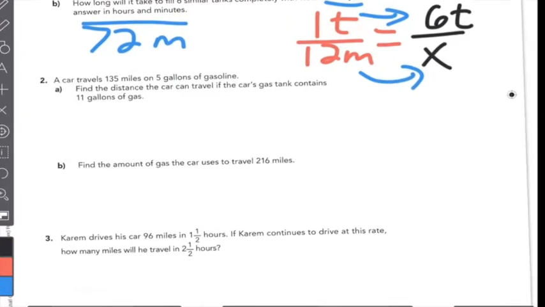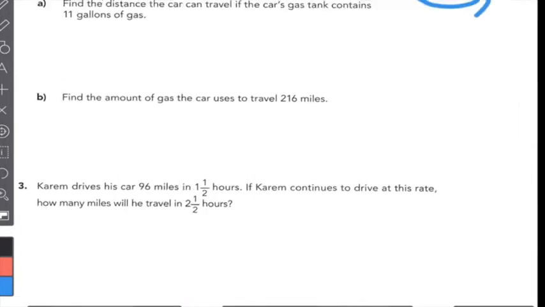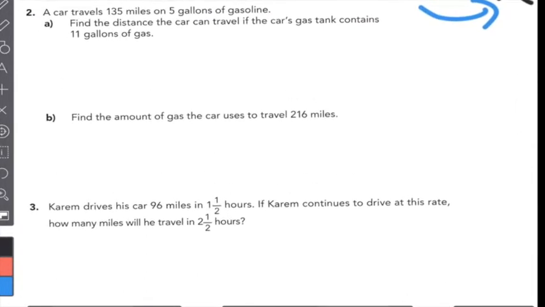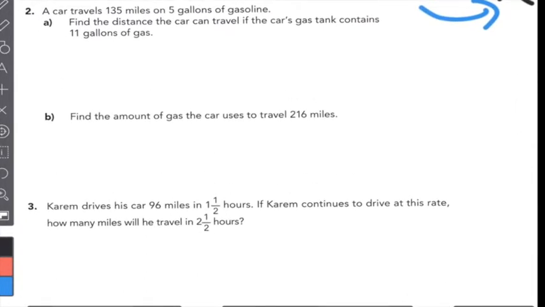Okay, so the next one, number 2, let's go over that one. A car travels 135 miles on 5 gallons. Find the distance the car can travel if the car's tank contains 11 gallons of gas. Okay, so there's technically 2 ways to do this problem. One way is we would cross multiply, and I'll set that up for you, and I'm not going to do the whole thing. And then we can also compare it to one unit rate, which I'm going to show you how to do also.